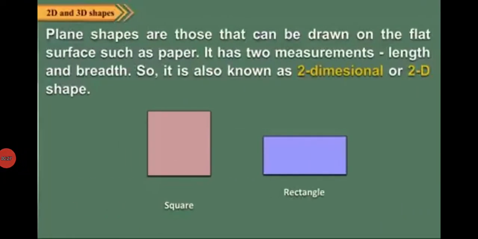Plane shapes are those that can be drawn on a flat surface such as paper. They have two measurements, length and breadth. You can see the pictures of a square and a rectangle. We all know they have only two measurements, length and breadth. They are also known as two-dimensional or 2D shapes. And what about 3D?